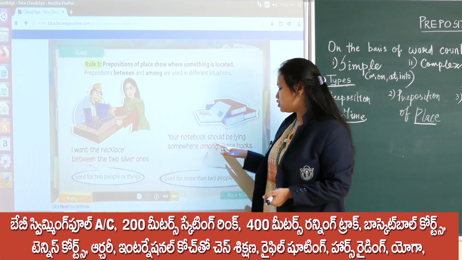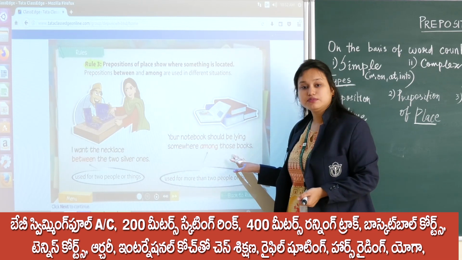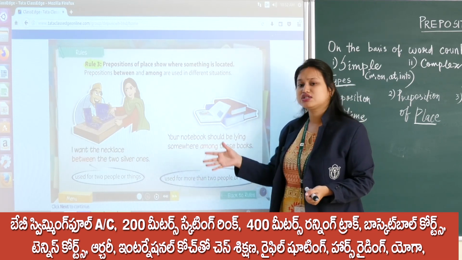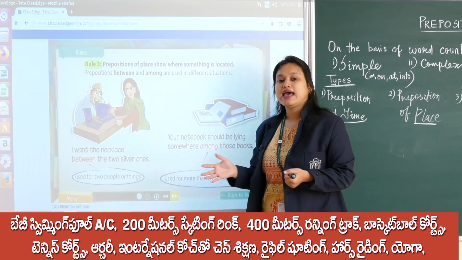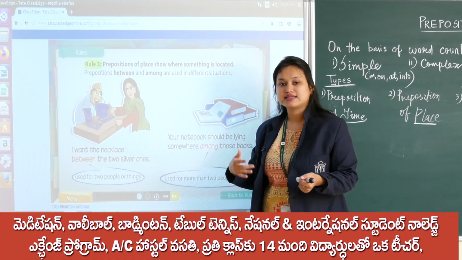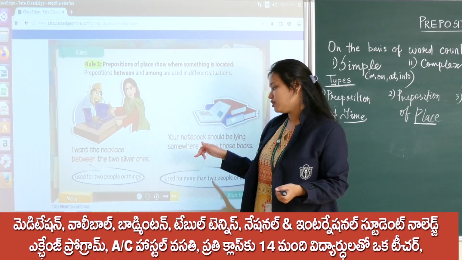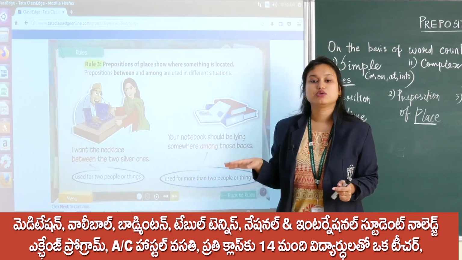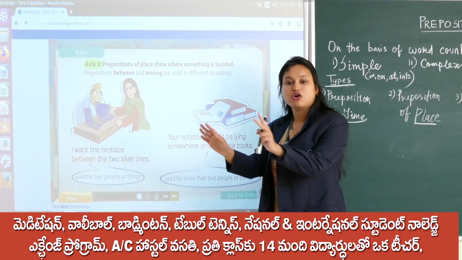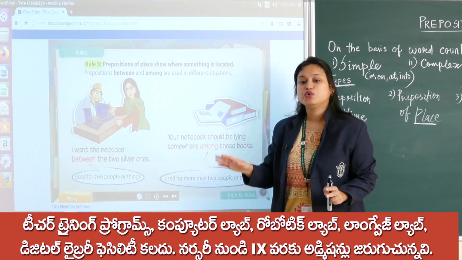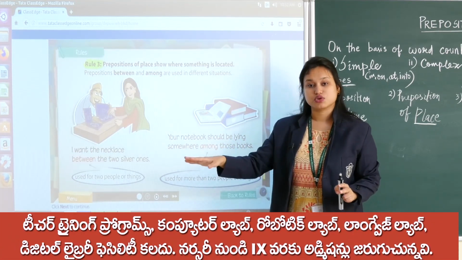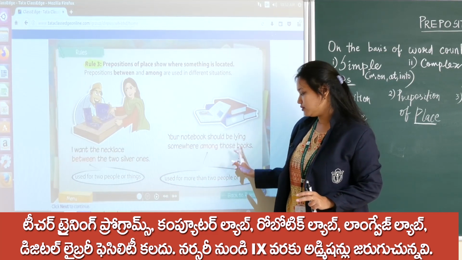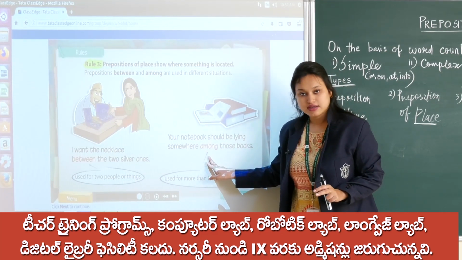Your notebook should be lying somewhere among those books. So suppose your notebook is missing and you are asking your mother, where is my notebook? So your mother is saying, your notebook must be somewhere among those books. So wherever you are keeping all your books, the notebook must be there among your books, means among the other books your notebook must be there.